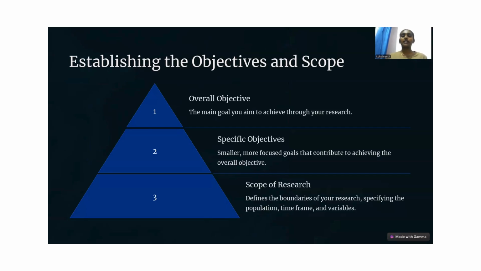Establishing the objectives and scope. Overall objective, specific objective, scope of research. Overall objective, the main goal you aim to achieve through your research. Specific objective, smaller, more focused goal that contributes to achieving the overall objective. Scope of research, defines the boundaries of your research, specifying the population, time frame, and variables.